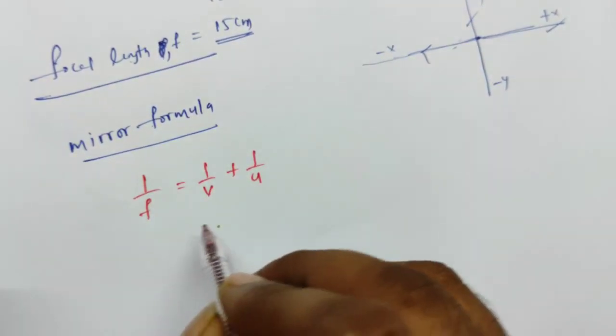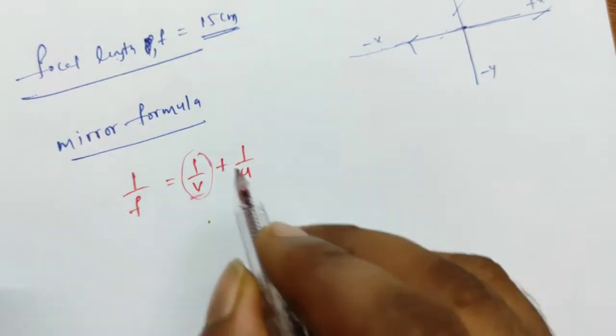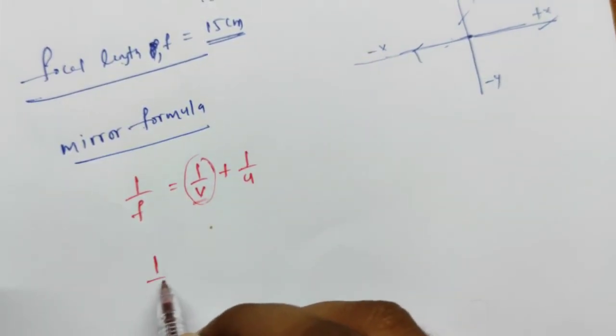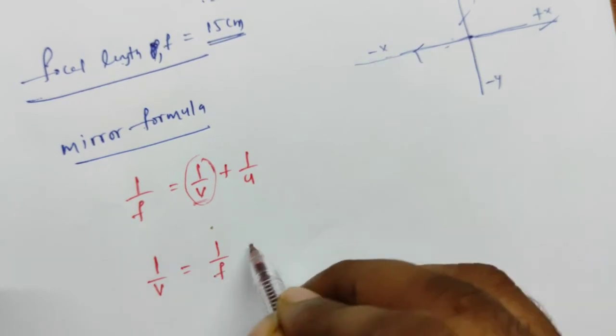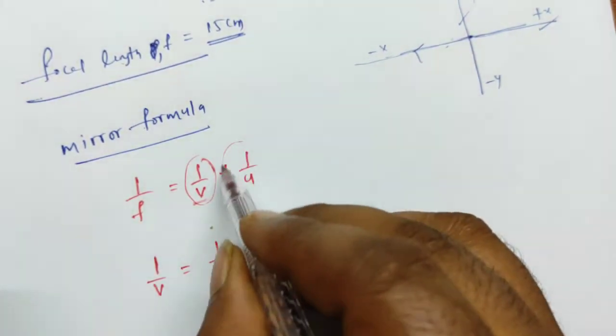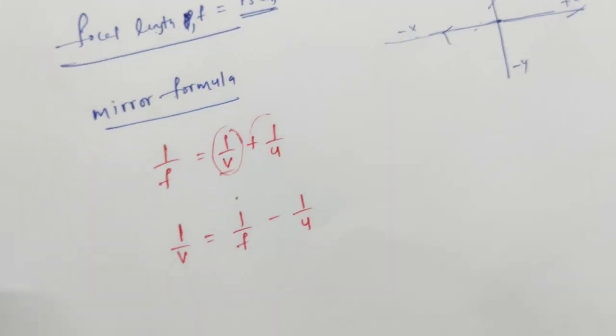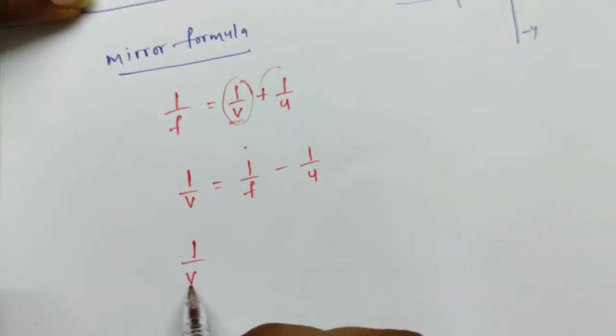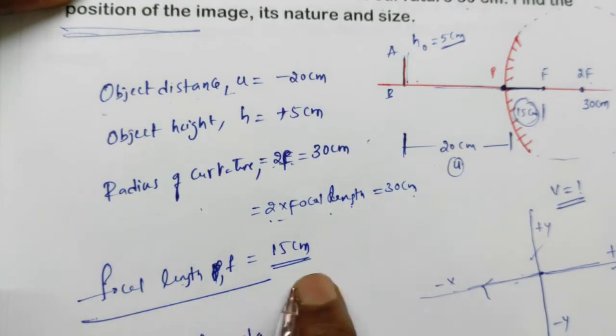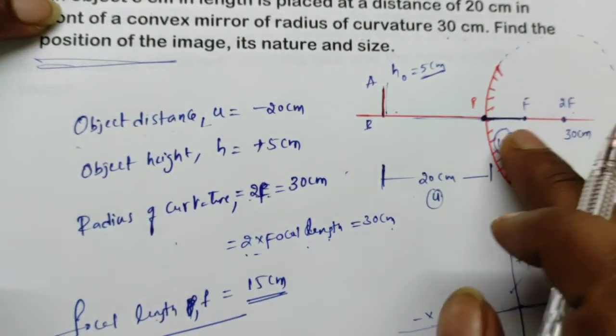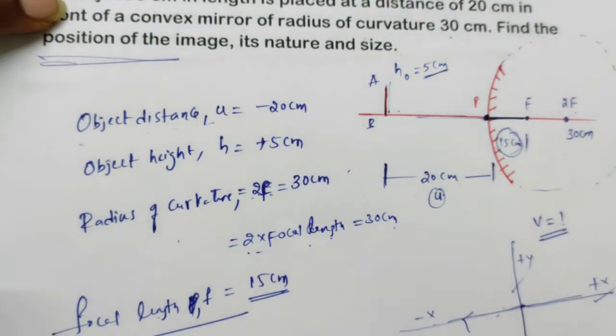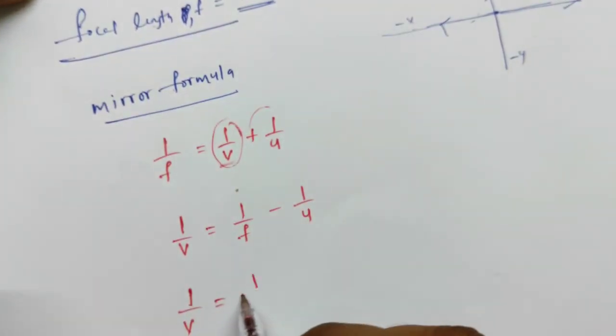So we need to find v. Keep this one on one side, and bring the remaining everything to the other side. So 1 by v is equal to 1 by f minus 1 by u. The plus I am going to bring this side, so minus will happen. So 1 by v is equal to 1 by f. Is f positive or negative? Go here and see. F is positive, because the right side is positive only. So plus 15, so 1 by 15 minus 1 by u.